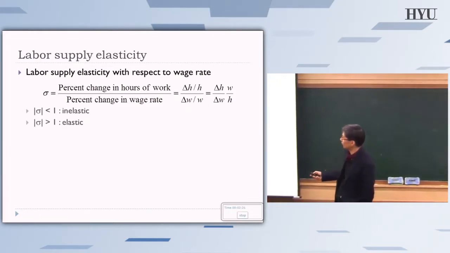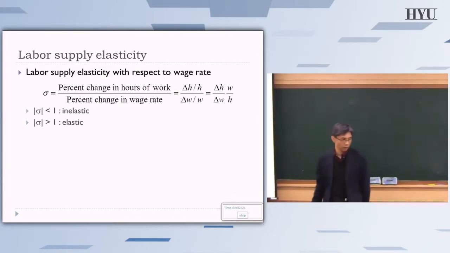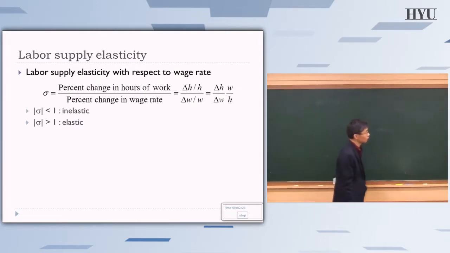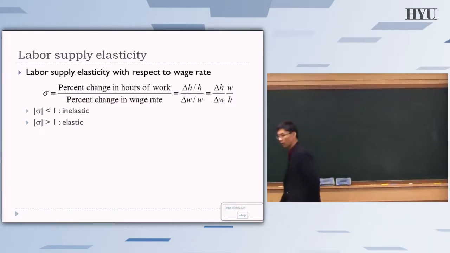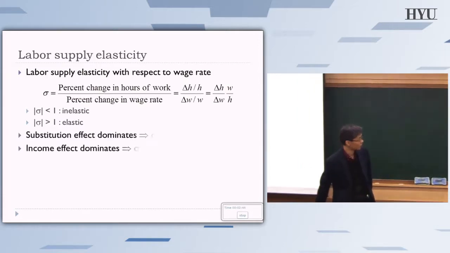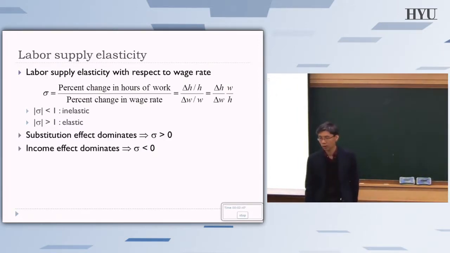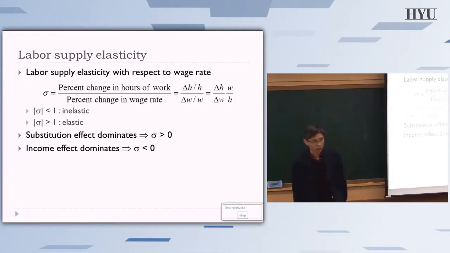Okay, we can define whether it's inelastic or elastic using 1 as the threshold. If the elasticity is less than 1, we say the labor supply is inelastic. If it is greater than 1, we say it's elastic. And labor supply elasticity with respect to wage can be positive or negative, right? Because when the wage rate goes up, hours of work may increase or decrease.